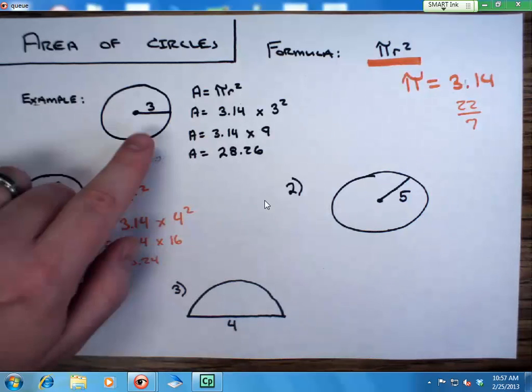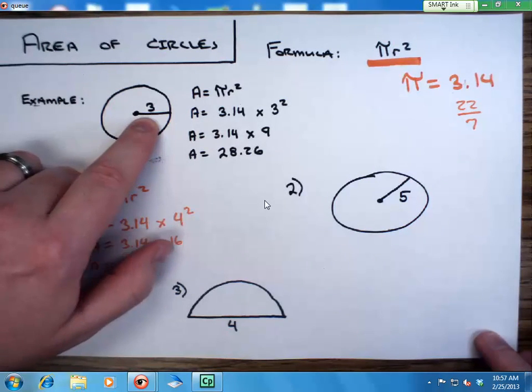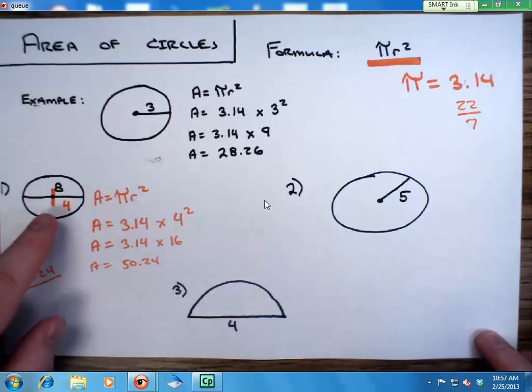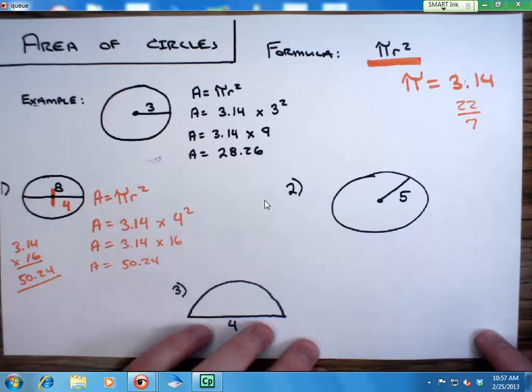Because on the example that we have up here, the 3 is the radius. We didn't have to cut that in half because it's already in half. Like this one right here gives me the diameter across the center of the circle.